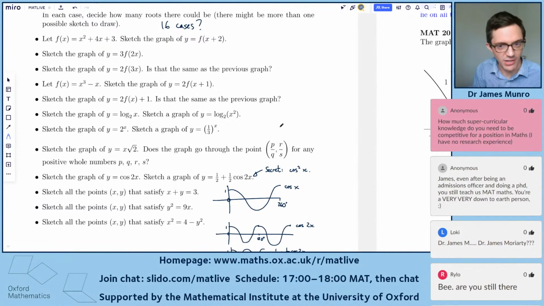A position in maths, like a place on the course, right? You do not need any research experience to apply for maths at Oxford and make a competitive application. Supercurricular knowledge means other bits of maths that you're interested in, which we like to see, because we like to see that you're interested in other things. That you know, when we show you three years of maths degree featuring new maths, you'll be interested in learning new maths. But you don't need to do any research or work out new things. It took me like 7 or 8 years to get to the point where I was working out new things.